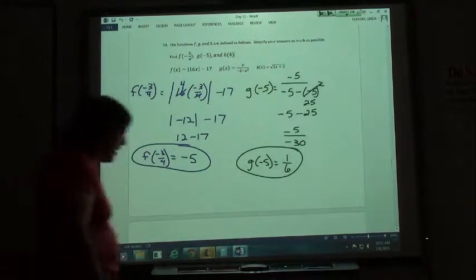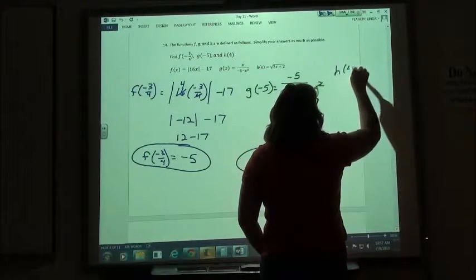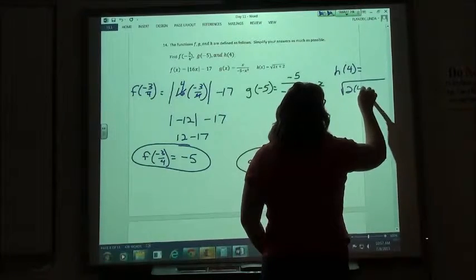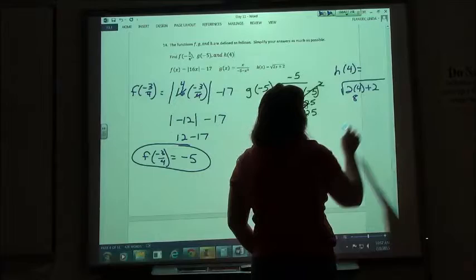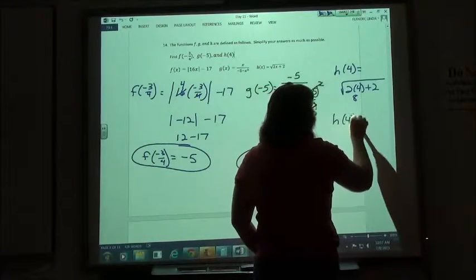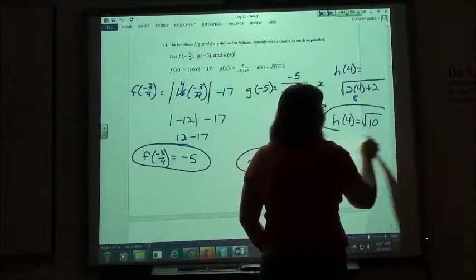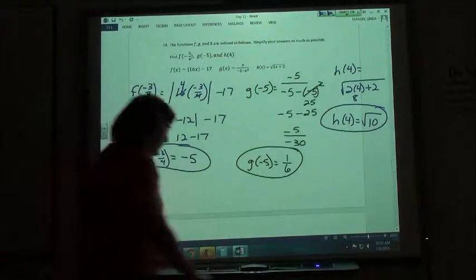Squeeze my h in there. Good thing it's not a very long one. H of 4. H of 4 says I'm going to do the square root of 2 times 4 plus 2. 2 times 4 is 8. 8 plus 2 is 10. So h of 4 is equal to the square root of 10. I can't simplify the square root of 10 any farther, so that's going to be my answer.